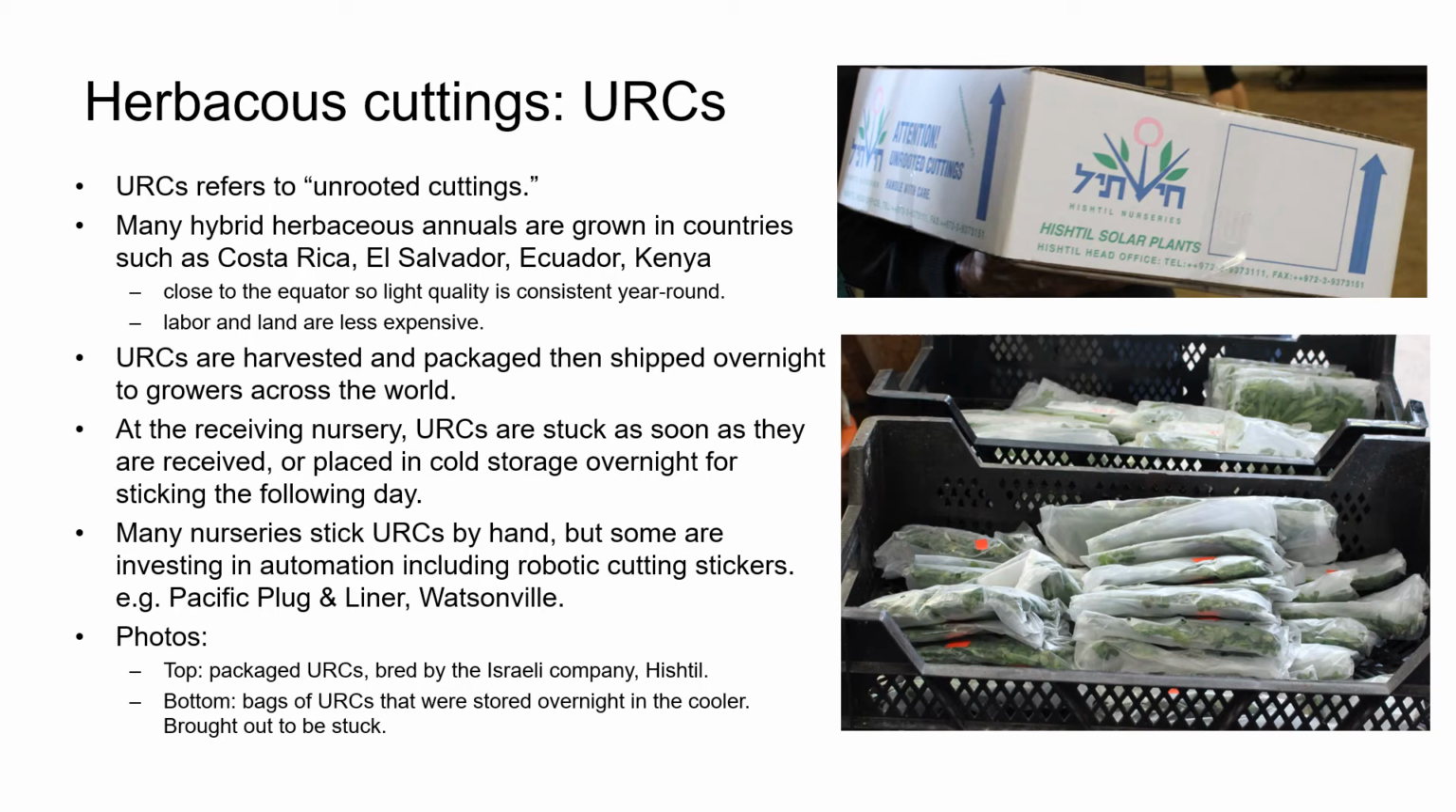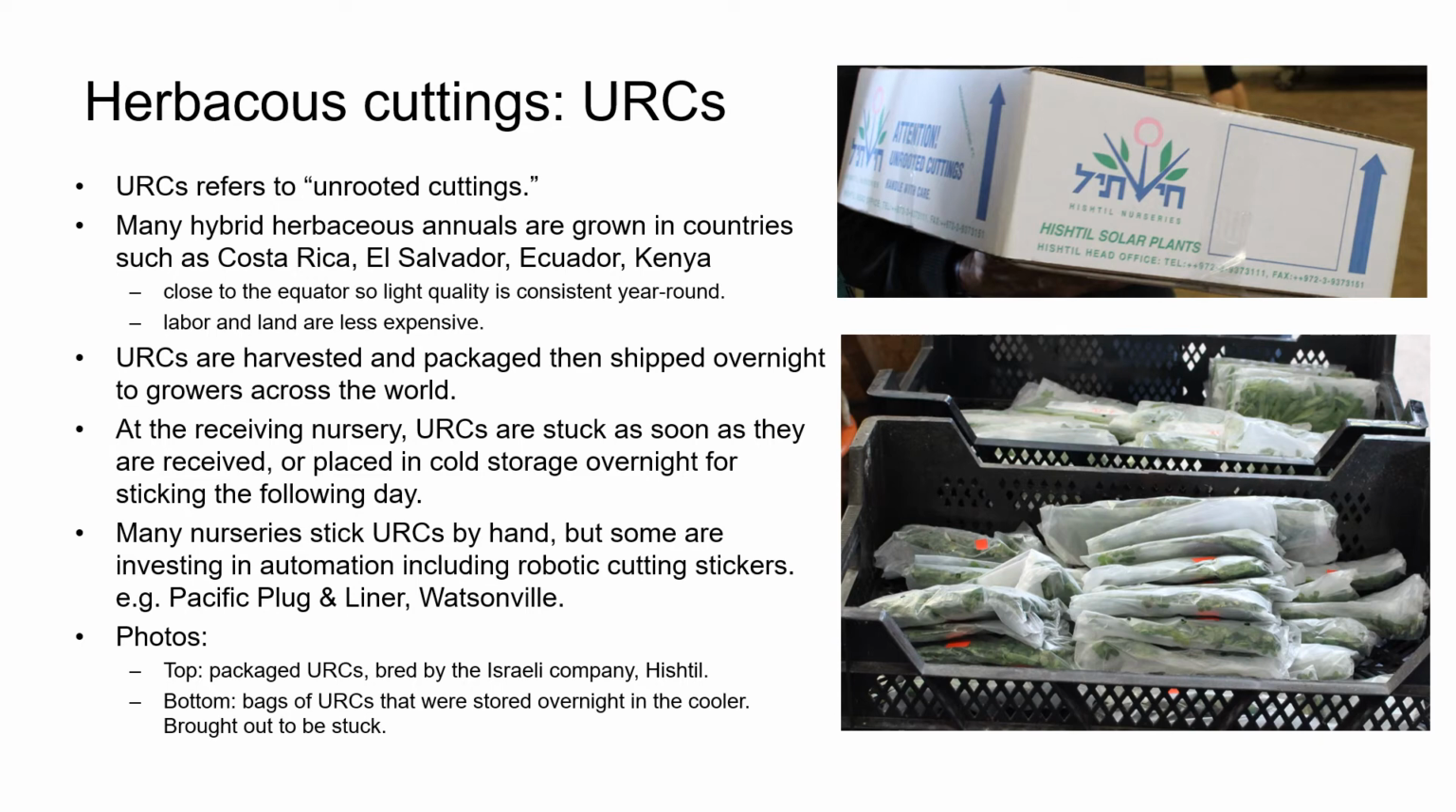These countries are close to the equator, so light quality is consistent year-round, and stock plants can be grown year-round. Also, both labor and land are much cheaper. Herbaceous cutting material is harvested from the stock plants throughout much of the year, packaged immediately and shipped overnight across the world to wholesale nurseries as unrooted cuttings, or URCs.